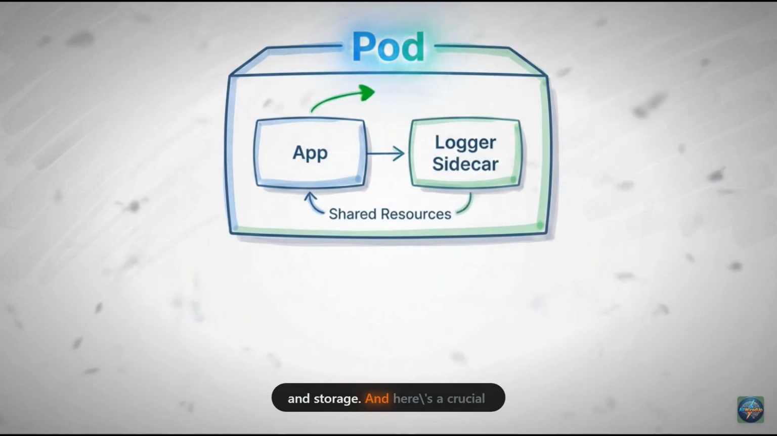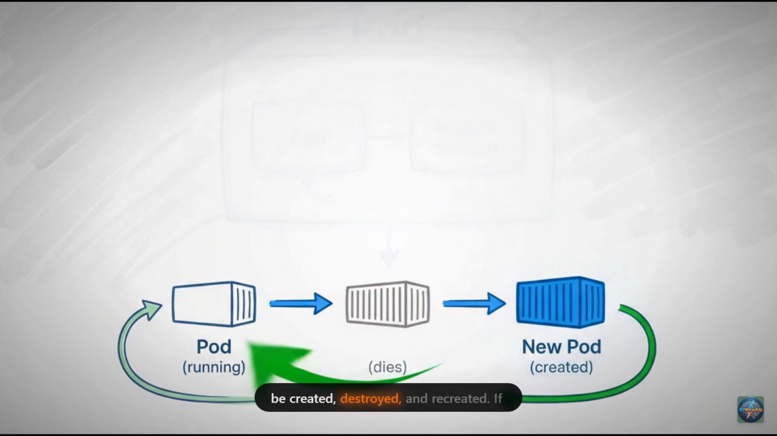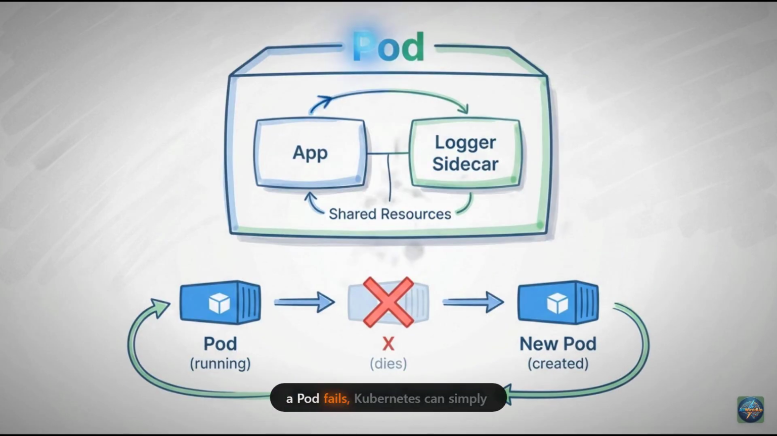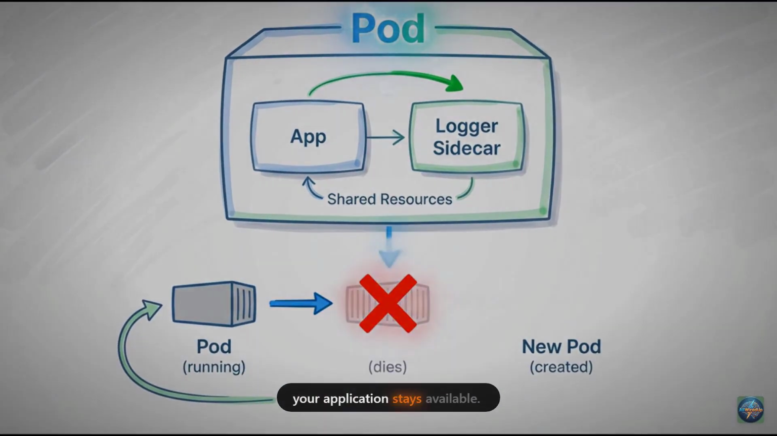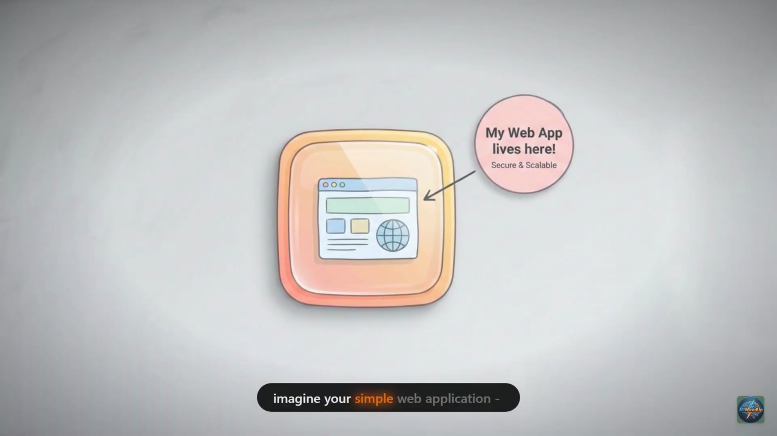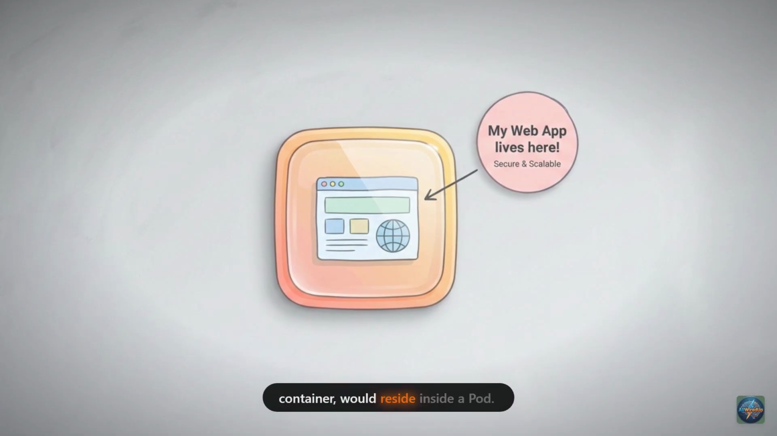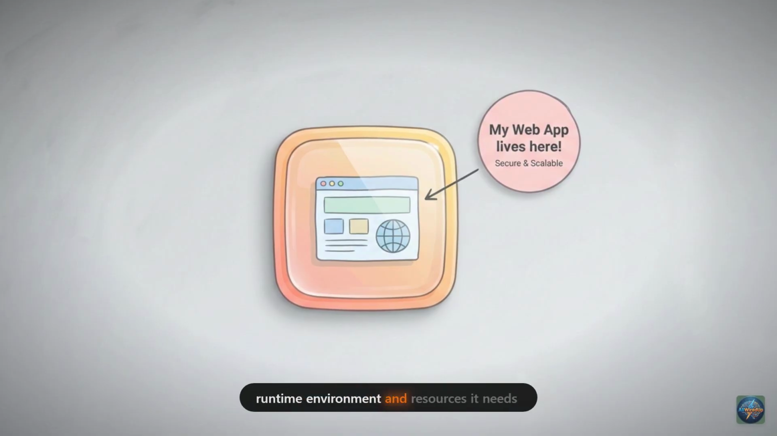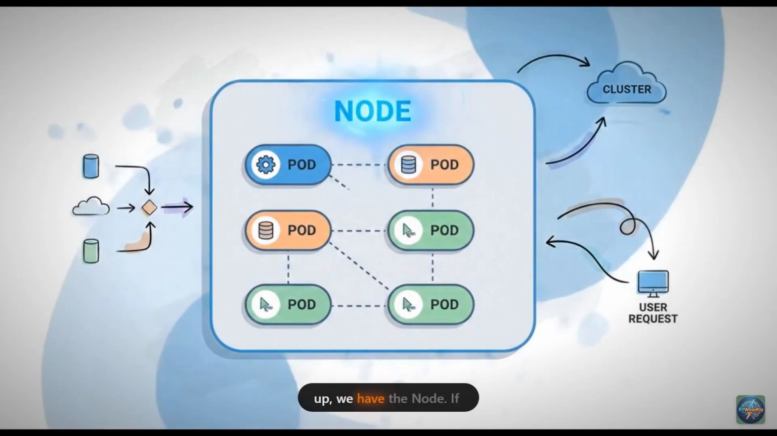And here's a crucial point. Pods are temporary. They can be created, destroyed, and recreated. If a pod fails, Kubernetes can simply spin up a new one, ensuring your application stays available. For example, imagine your simple web application, maybe a basic blog or an e-commerce storefront. That entire application, running as a Docker container, would reside inside a pod. This pod provides the runtime environment and resources it needs to function. Simple, right? Next up, we have the node.